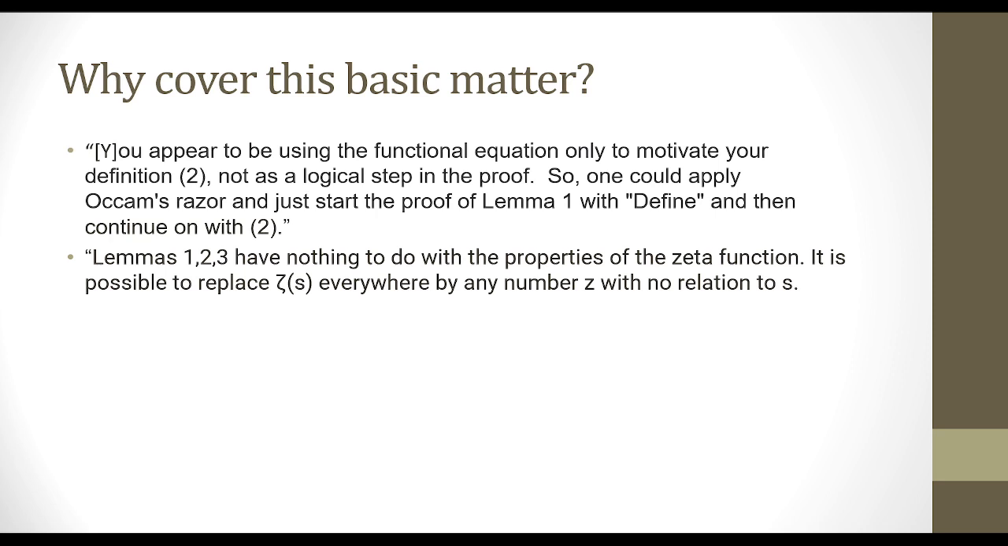And then the other one is lemmas 1, 2, 3 have nothing to do with the properties of the zeta function. That's exactly what he's saying here. You appear to be using the functional equation only to motivate your definition, all right? So have nothing to do with the properties of the zeta function, all right? It is possible to replace, therefore, zeta of s everywhere by any number z with no relation to s. That is not true, all right?